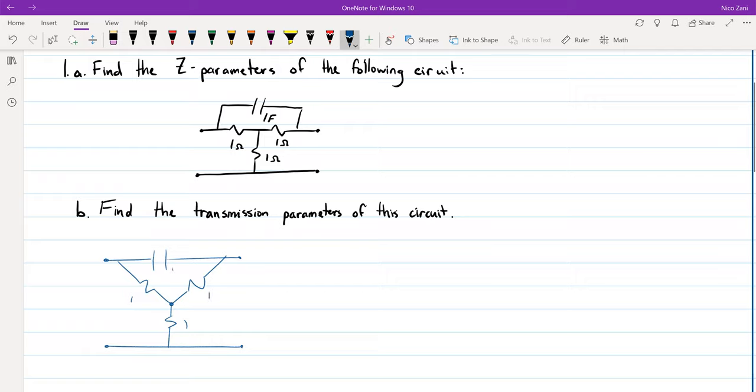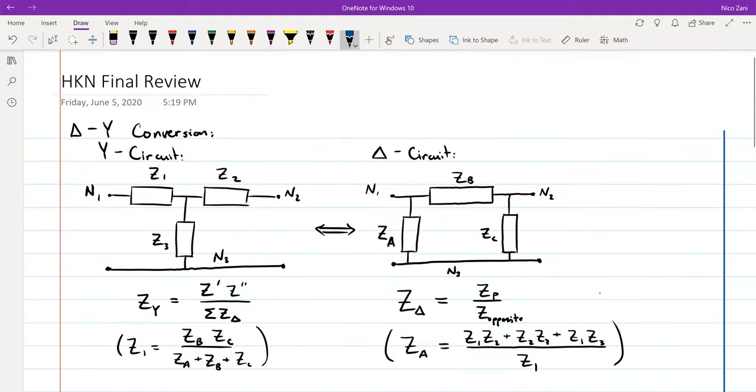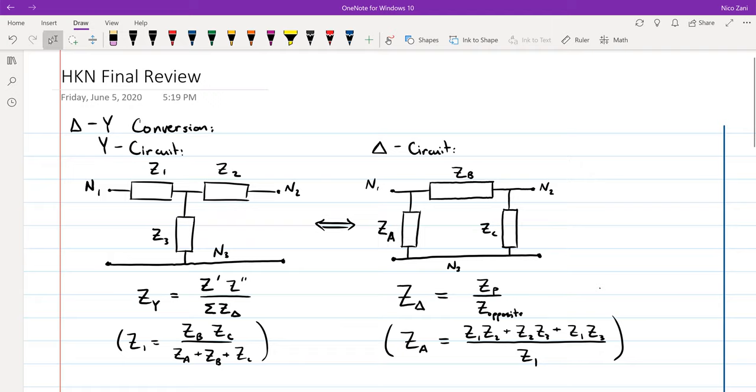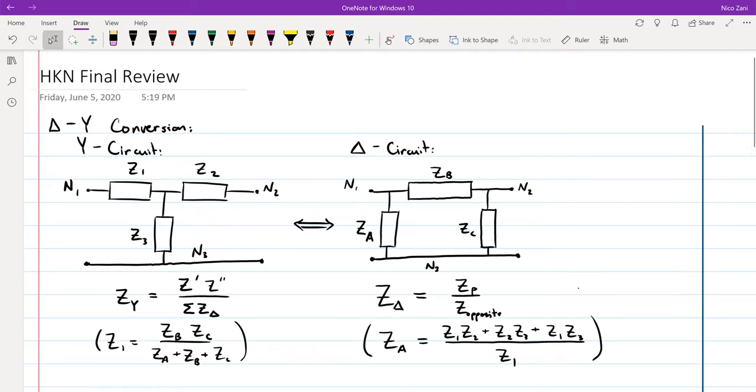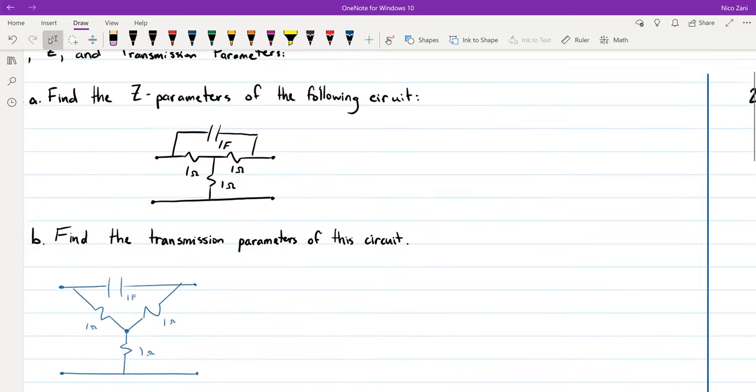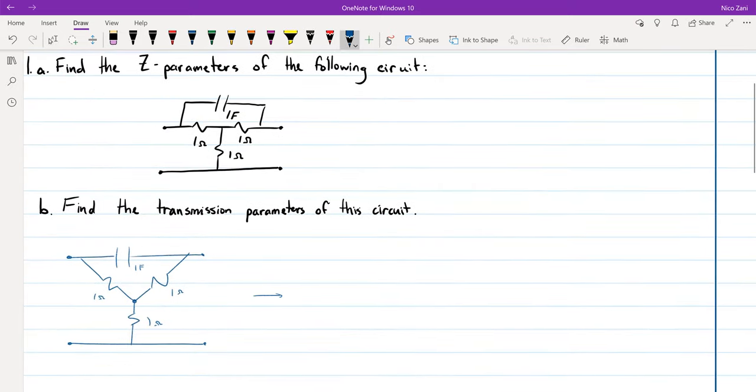with all of these here, 1 farad, 1 ohm, 1 ohm, 1 ohm, we can actually do a delta-Y conversion right here, specifically from a delta circuit to a Y circuit. And the reason that this will be helpful is because if we can get this into a form that looks as follows, with some impedance here, some impedance here, and some impedance here. This helps us for two reasons. I guess actually there should be a resistor right here.